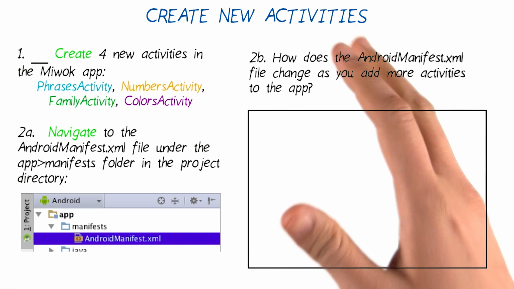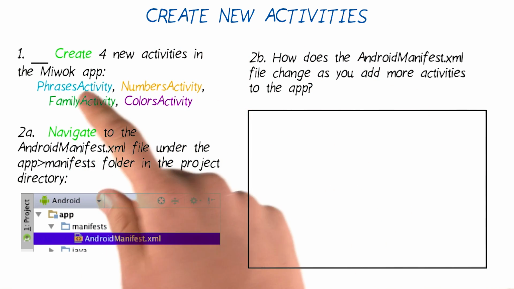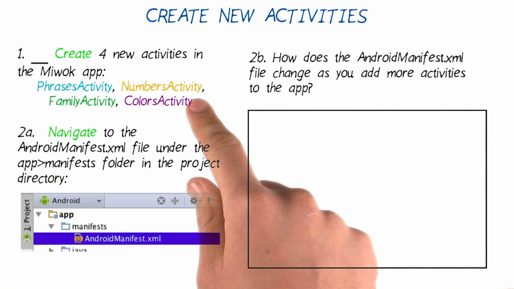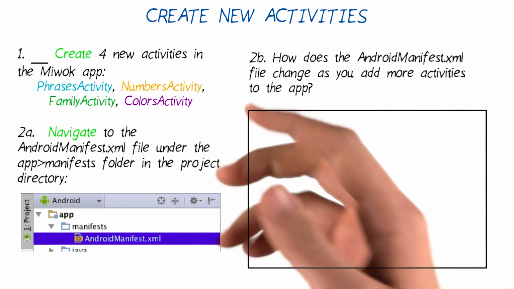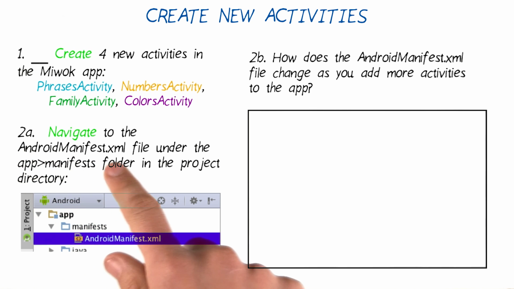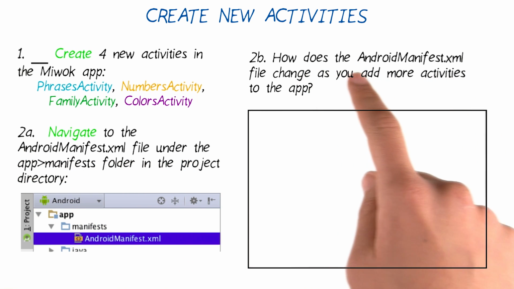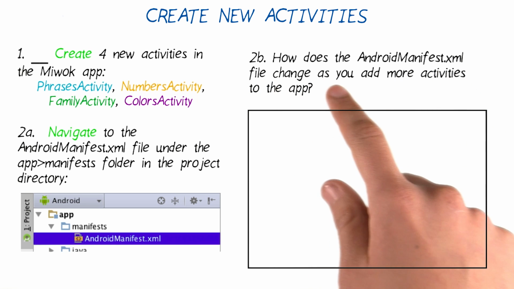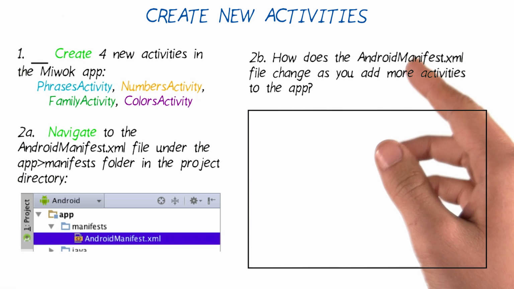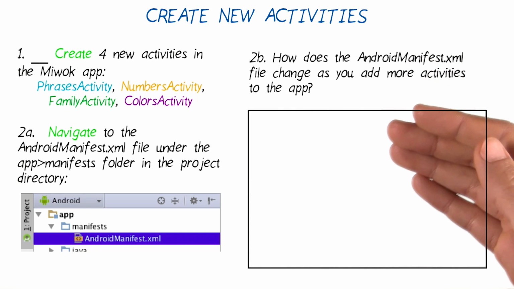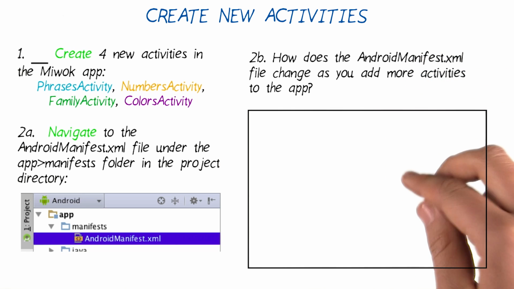Now to recap what your tasks are. First, I'd like you to create the 4 new activities in the Miwok app. So that'll be the phrases activity, the numbers activity, the family activity, and the colors activity. And then next, go ahead and navigate to the Android manifest.xml file, and then answer this question. So how does the Android manifest.xml file change as you add more activities to the app? Now I know this is a new file that you haven't seen before, but try to make an educated guess by checking out the visual changes that you see in that file, and go ahead and write your answers here.